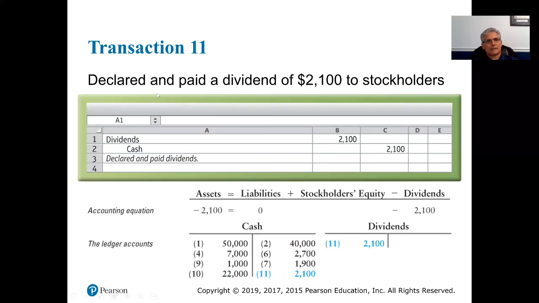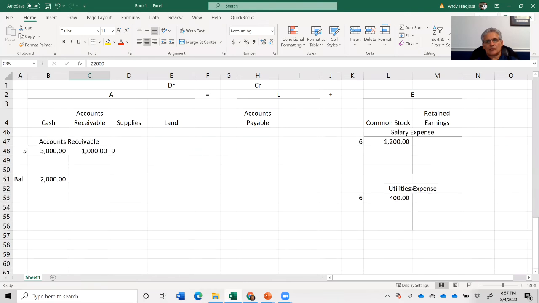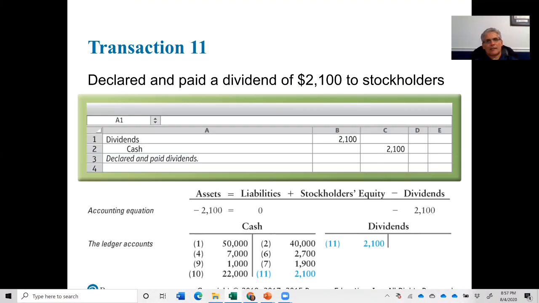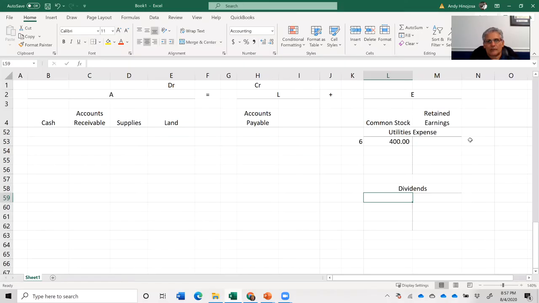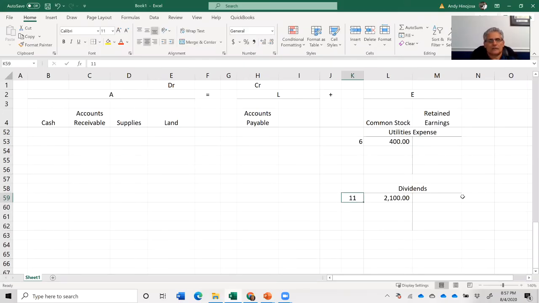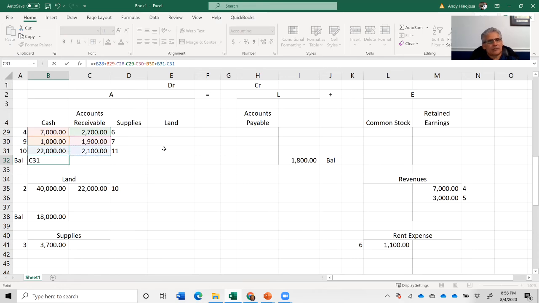Then 11, declared a dividend and paid $2,100 to stockholders. So let's create one more account here. This will be the last account we have to create: dividends. It looks like that's debited for $2,100, transaction number 11. And then a credit to cash, subtracting our credit to reduce our cash.